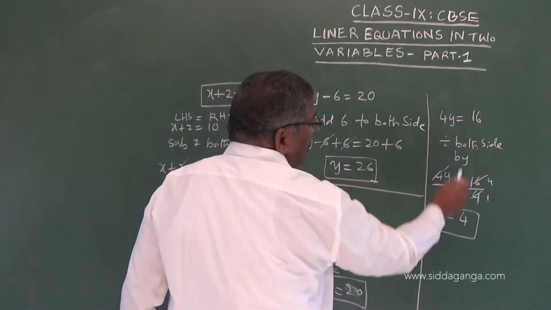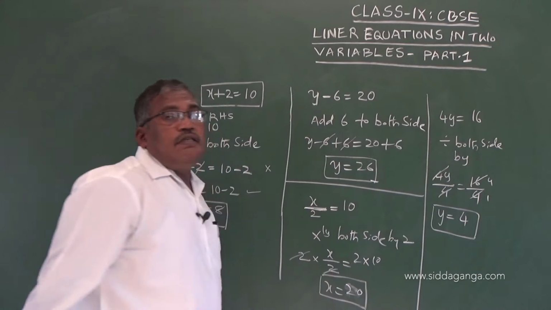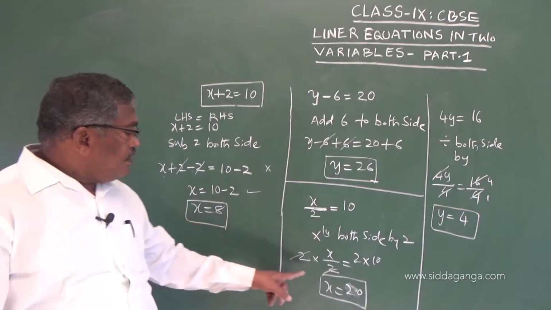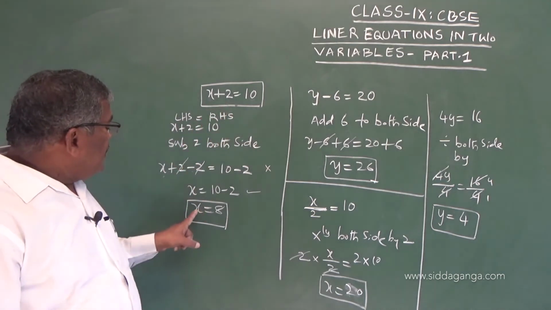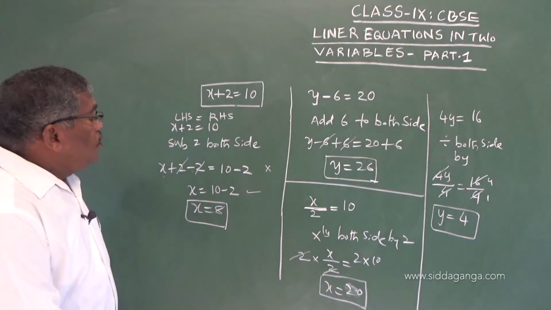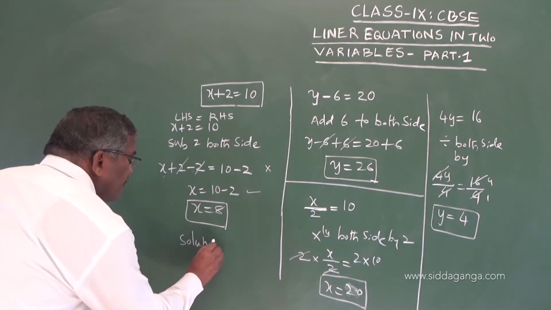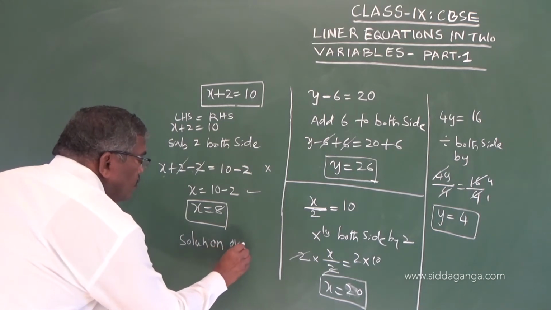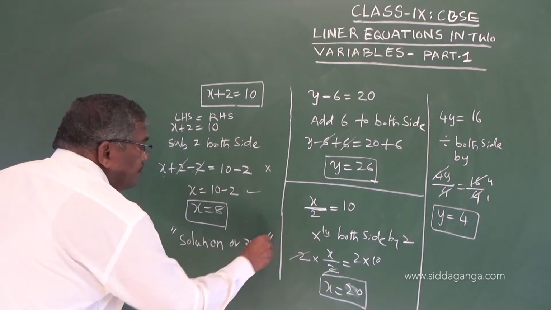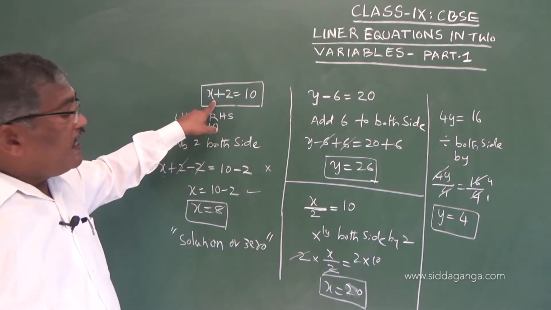Similarly, if you put y is equal to 4 here, 4 into 4 is 16, 16 equals 16. So these values are known as the solution or zero of the equation. Here, x is equal to 8 is the solution or zero of the equation. So here the zero of this equation is x is equal to 8.